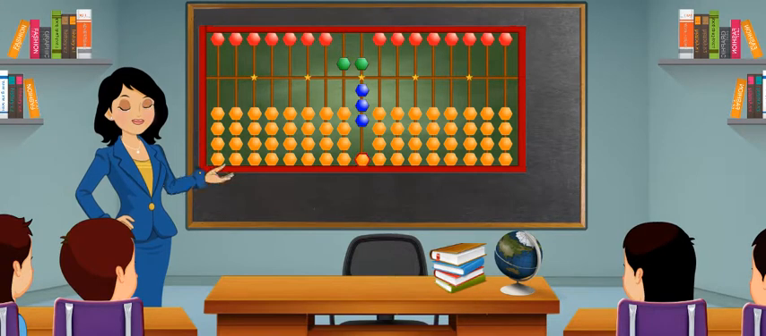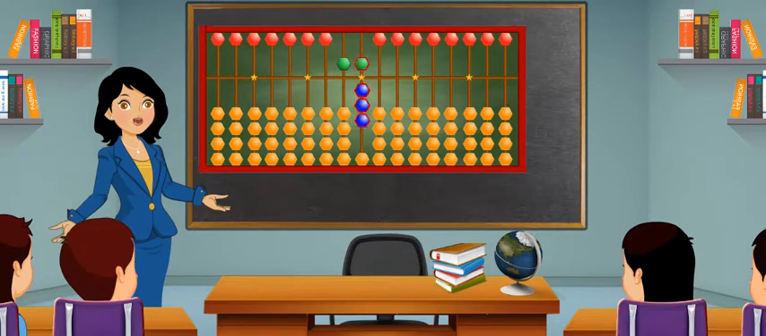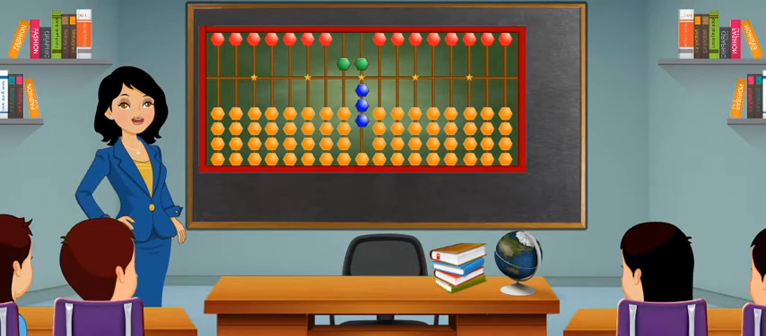To show number 59, 1 heaven bead of tens place will remain as it is, and 1 heaven bead and 4 earthen beads on ones place touch the skyline to show 9 on ones place. This is number 59.